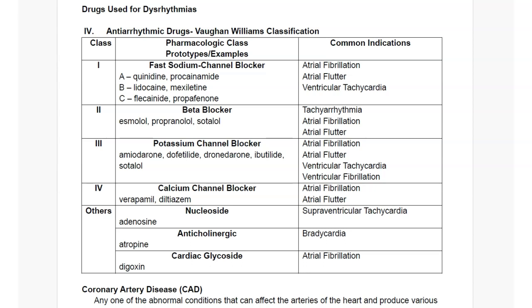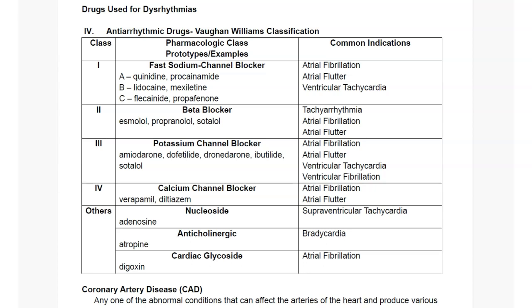The next class of antidysrhythmic drugs is class 3, your potassium channel blockers. That's the pharmacological class. Examples or prototypes of this class include amiodarone, which you have to remember specifically, dofetilide, dronedarone, ibutilide, and sotalol. These medications, especially amiodarone, are often used for atrial fibrillation and atrial flutter. They can also be used for ventricular tachycardia and ventricular fibrillation.